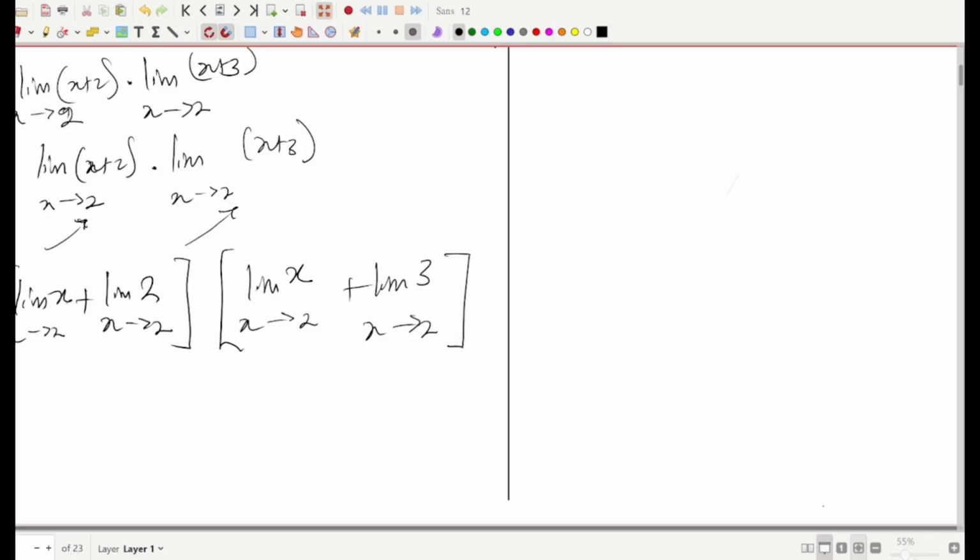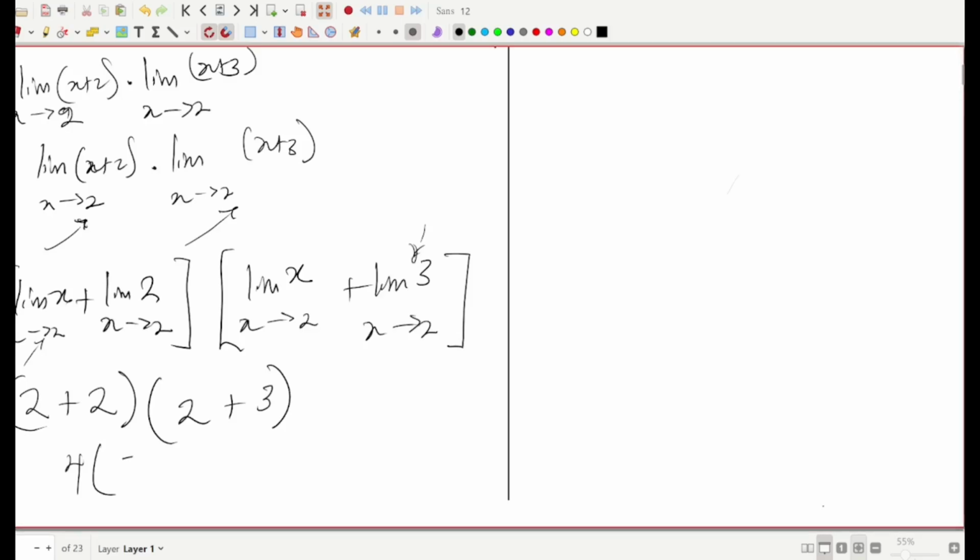Now for the first one, we can just do a direct substitution. So 2 plus, as I said, the limit of a constant is the constant itself, so 2. Here we can also do direct substitution. We have 2 plus, the limit of a constant is the constant itself, 3. So we have 4 multiplying 5.